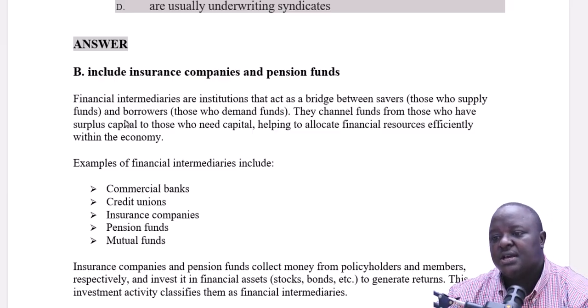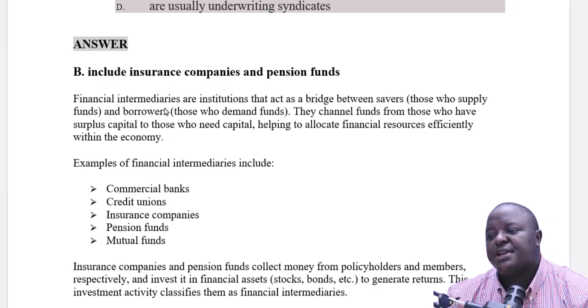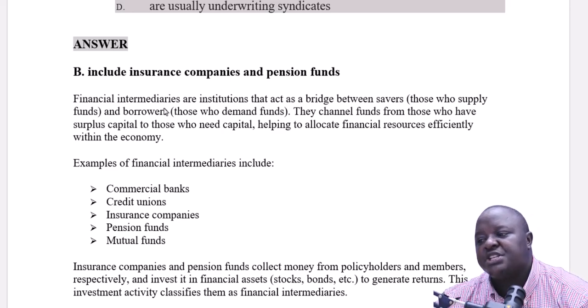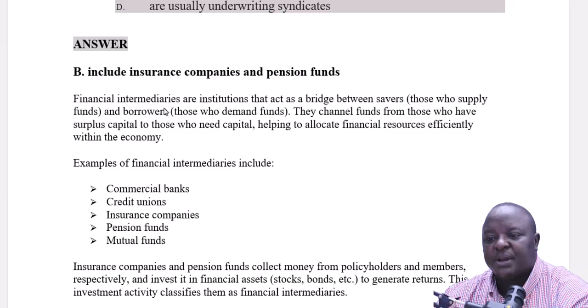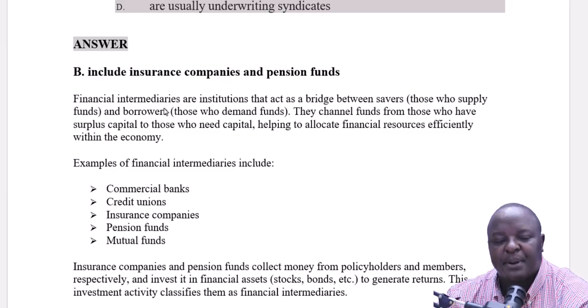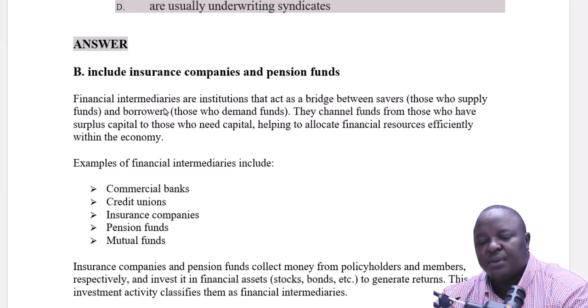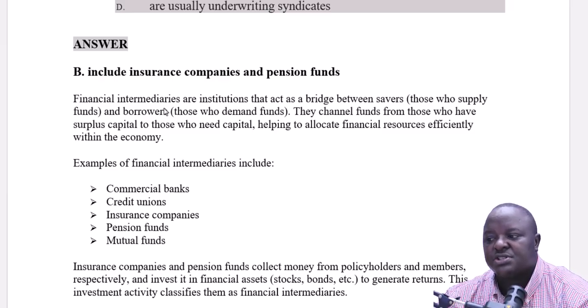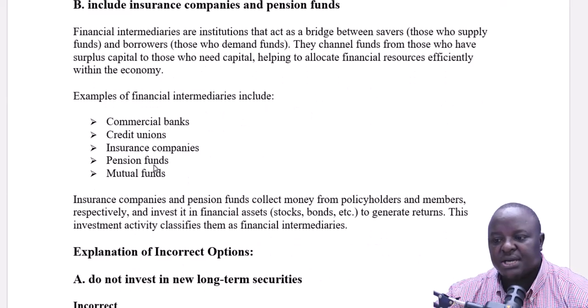This means that financial intermediaries are institutions that act as a bridge between the savers, those who supply funds, and the borrowers, those who demand funds. So they channel funds from those who have surplus capital to those who need capital, helping to allocate financial resources efficiently within the economy. Examples of financial intermediaries include commercial banks, credit unions, insurance companies, pension funds, mutual funds, and the like.